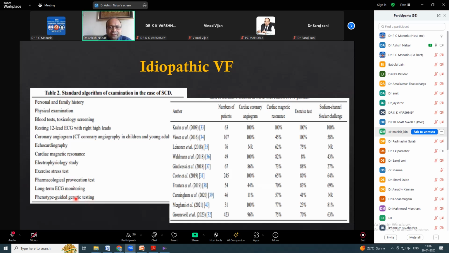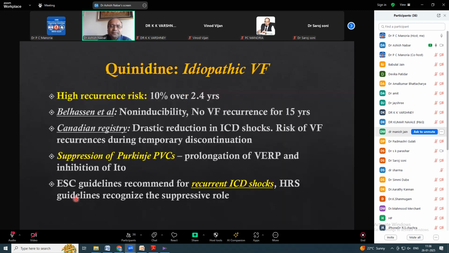But that apart, when you call it idiopathic VF, the recurrence rate of such a survivor is very high, with a 10% risk of recurring VF in the next 2.5 years. And therefore, Belhassen is the person I said who studied this drug and showed that people who were given quinidine after an idiopathic VF, if on electrophysiology study there was non-inducibility, had no VF recurrence for 15 years. So that is a pretty long time.